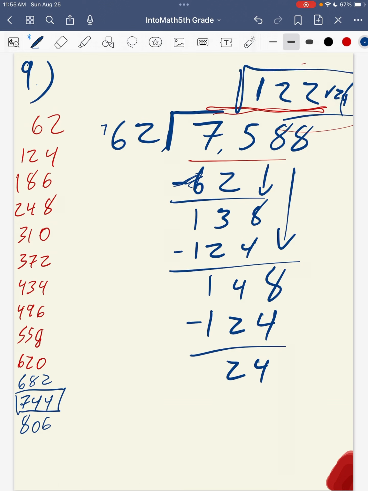So no matter how we do it, yes, it takes us a few trials, a few errors, but we can find that the quotient is 122 with a remainder of 24. Sometimes I just like to double check my work and make sure that I've got the right answer.